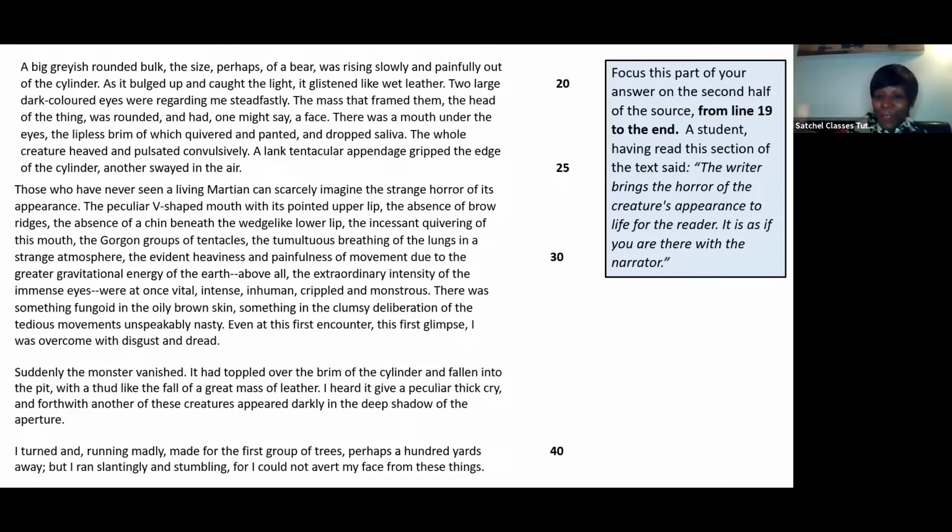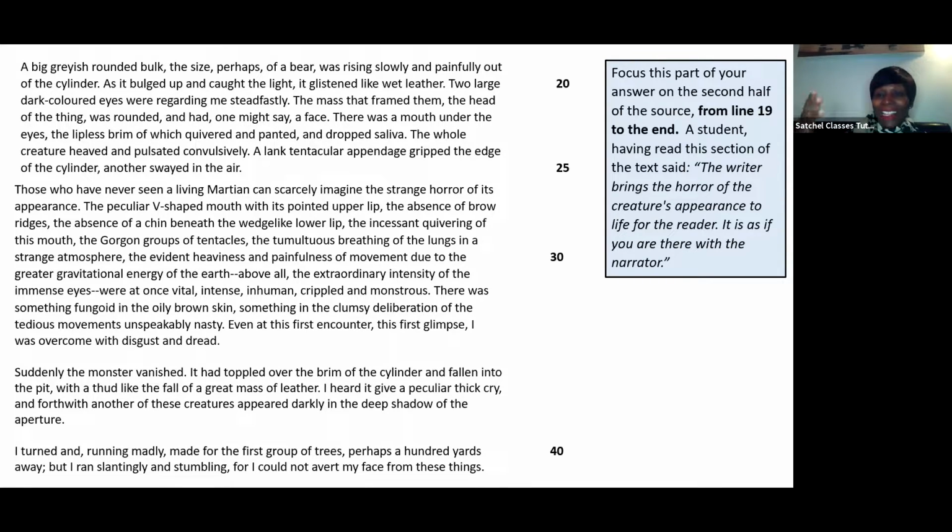Because it's an extraterrestrial, not used to being on Earth, somehow it's suffering because, as it says there, the greater gravitational energy of the Earth is having an impact on its body. It also says that it glistened like wet leather. This is a language feature. It's a tactile image. It's almost something that makes us imagine touching something wet and leathery, hard and slippery.